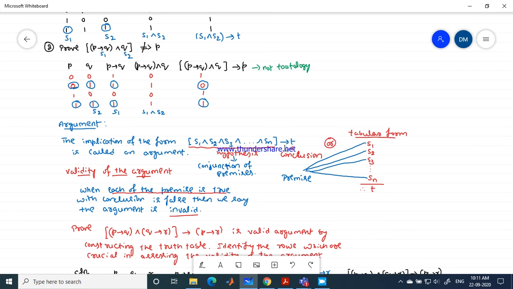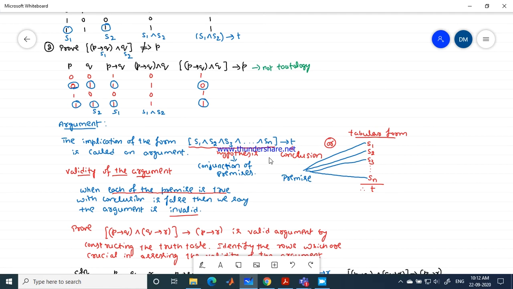In all other 3 situations, that is, if one of the premises is false, my hypothesis itself becomes false. In that case, irrespective of the truth value of T, we claim it is a valid argument. And whenever my hypothesis is true, that is, each of these premises is true, with the conclusion true, even in that case, we claim it is a valid argument.